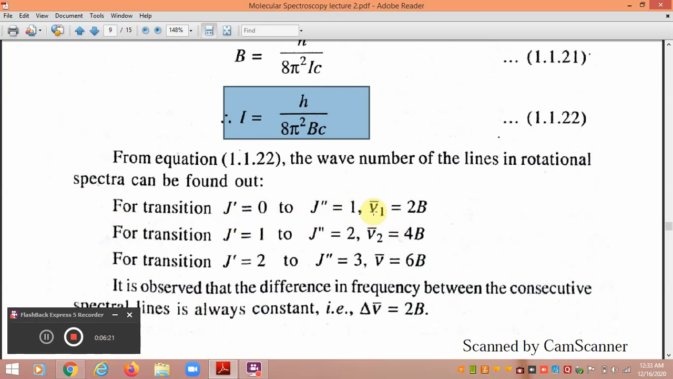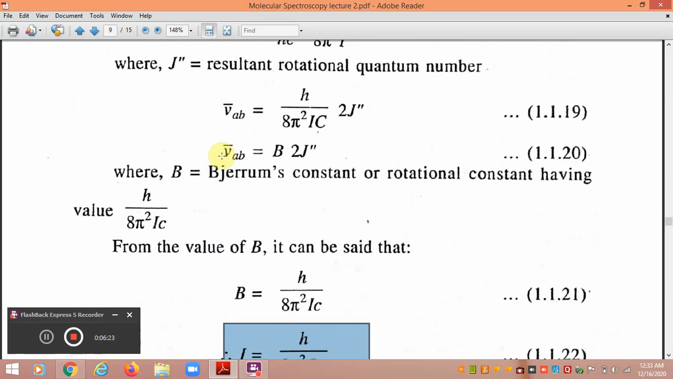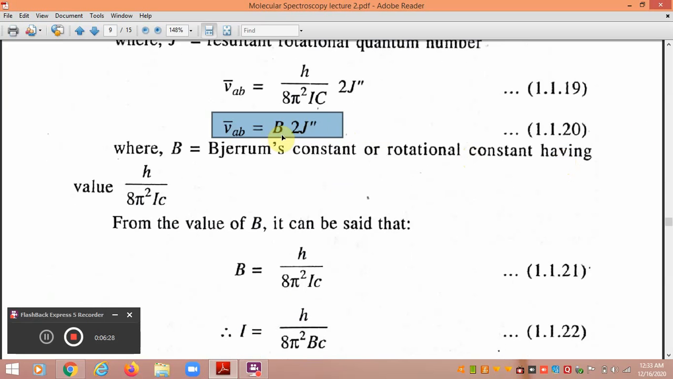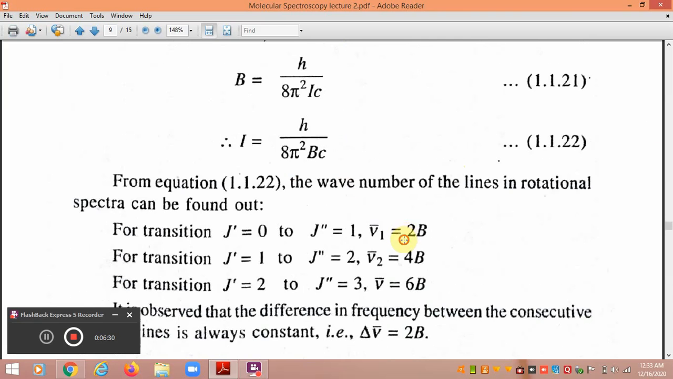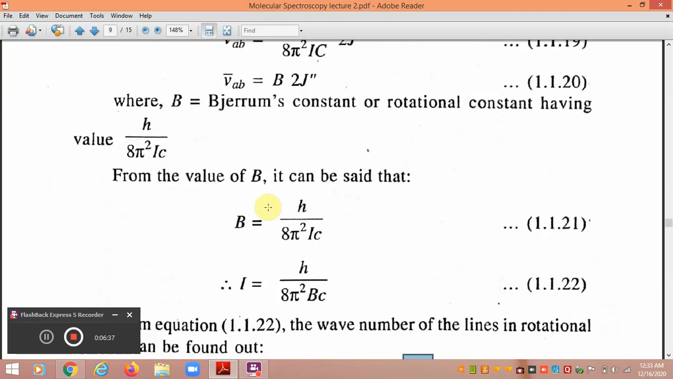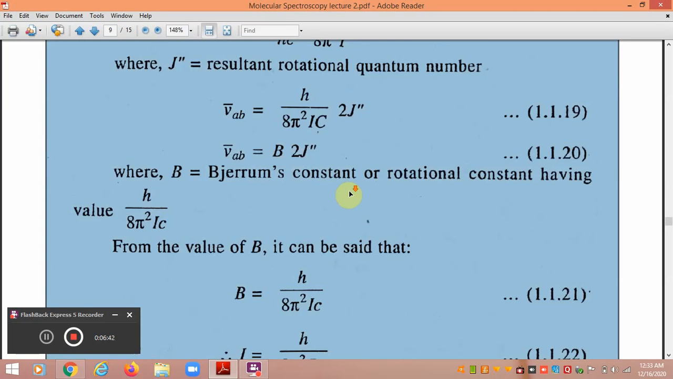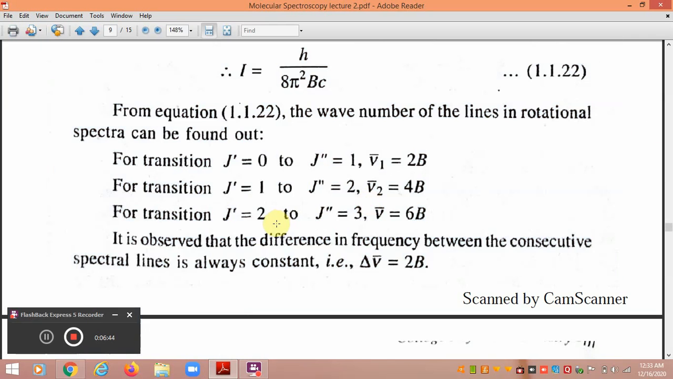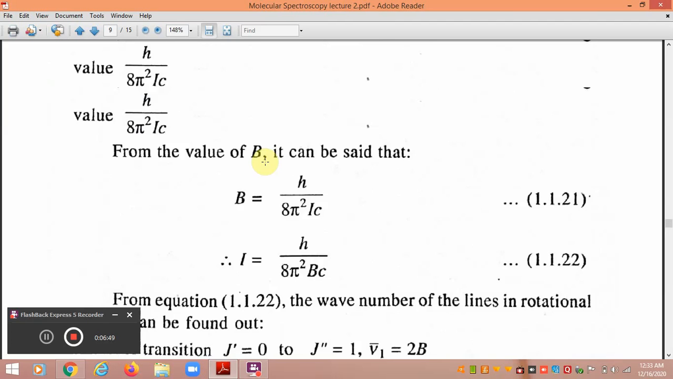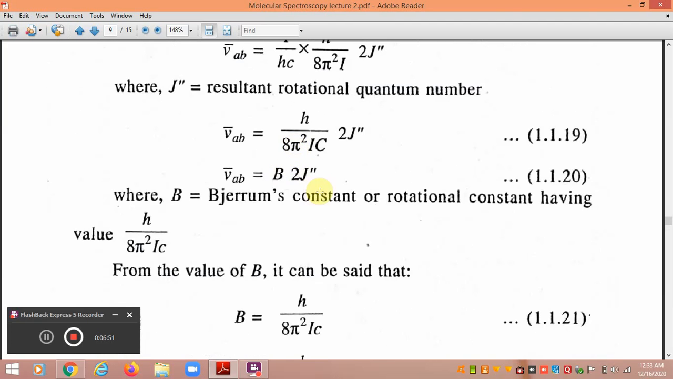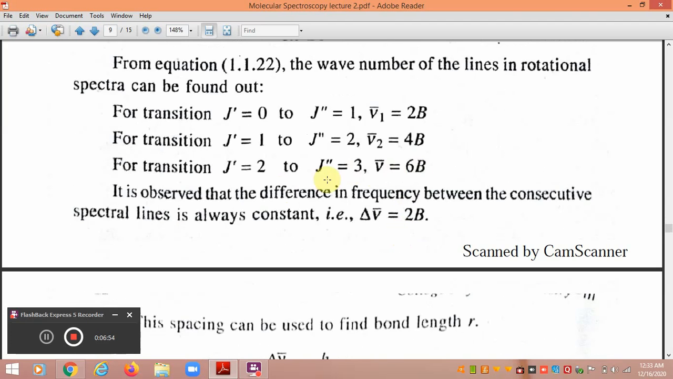If we put this in equation number 1.1.20, J double prime equal to 1 means mu bar will be equal to 2B. For the second transition from 1 to 2, J double prime will be 2, so it will be 2 into 2 into B, which becomes 4B. And for the transition from 2 to 3, J double prime is equal to 3, and 3 into 2 becomes 6, so it will be 6B.